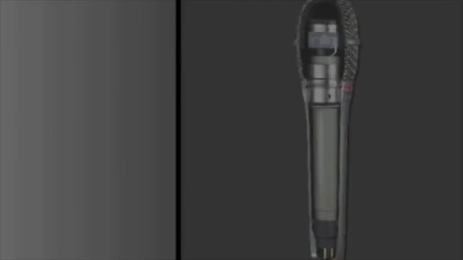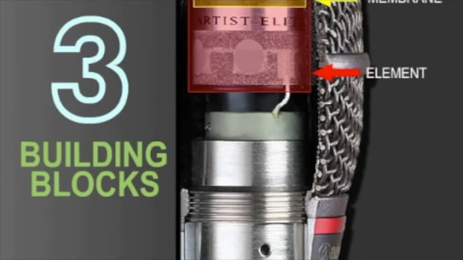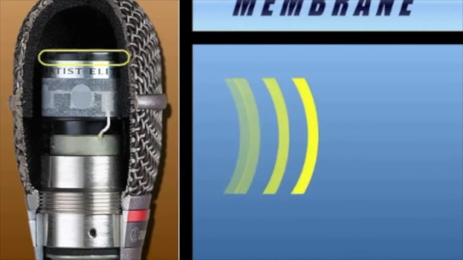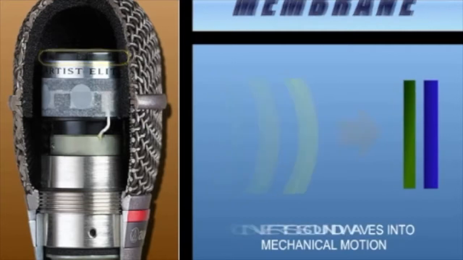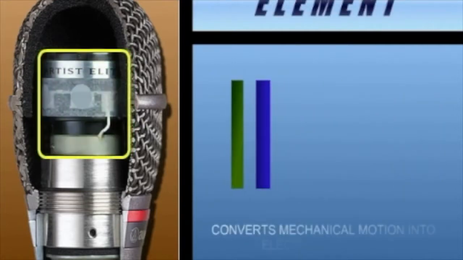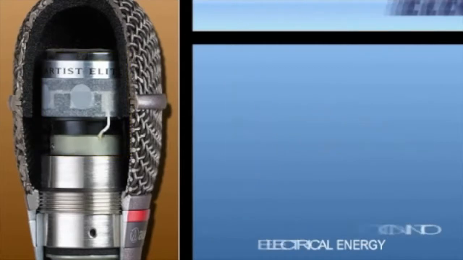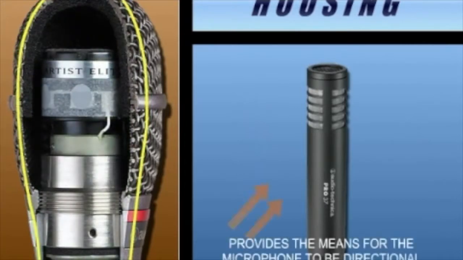The operation of all microphones is based upon three building blocks: the membrane, the element, and the housing. The membrane of the microphone is the entity that couples with the air so that the changing pressure of sound waves is converted into mechanical motion. The element is the entity that converts the mechanical motion from the membrane into electrical energy. The housing not only holds the membrane and the element, but also provides the means for the microphone to be directional.